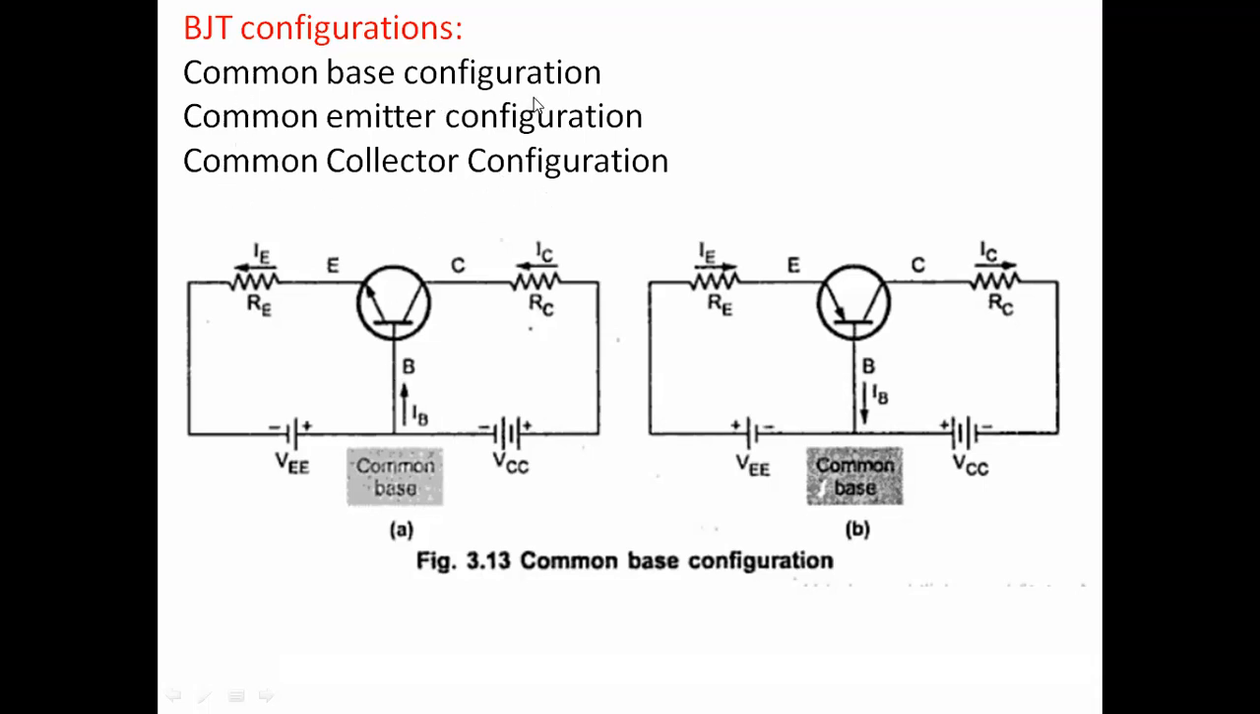Based upon the base, emitter and collector, there are three types of configurations: common base, common collector, and common emitter configurations. This figure shows the common base configuration for the NPN transistor, and this is the PNP transistor which is connected in common base configuration.